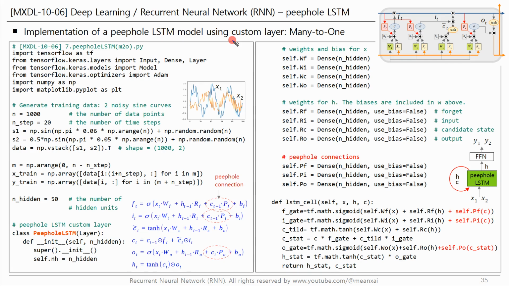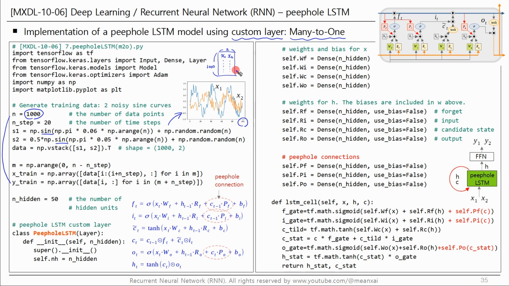Now let's create a Peephole LSTM cell with Keras custom layer and implement a many-to-one model. Generate a time series dataset. This is the same as what we used in the LSTM model in the previous video. Let's generate 2 sine curves with different frequencies mixed with Gaussian noise as shown in the figure. Each curve consists of 1,000 data points. This figure shows only the last 100 data points out of 1,000.